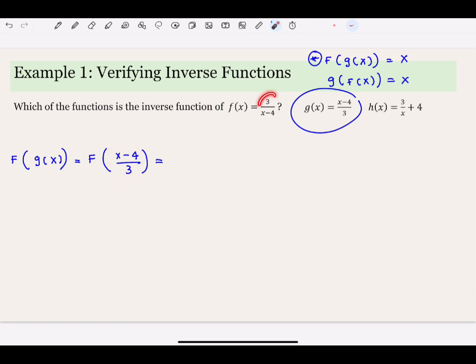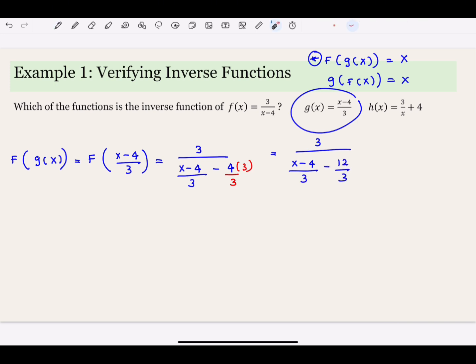What I'm going to do is take the definition of f and replace this x by this expression. So it's going to be 3 over, instead of x, I'm going to write (x − 4)/3, minus 4. So in the denominator, I have a fraction and a constant. In order to combine these two terms, I need to rewrite the constant as a fraction. To do that, I'm going to multiply both top and bottom by 3. In that case, you'll get 3 over (x − 4)/3 minus 12/3.